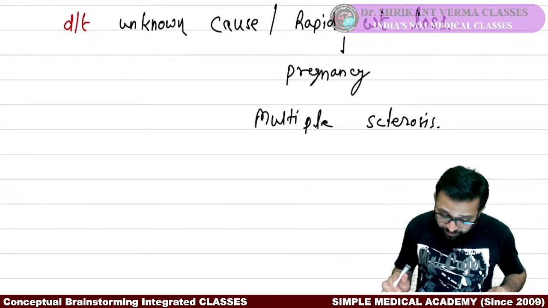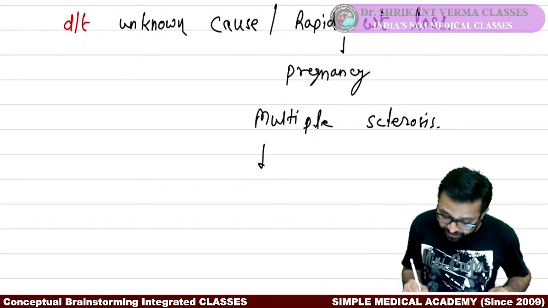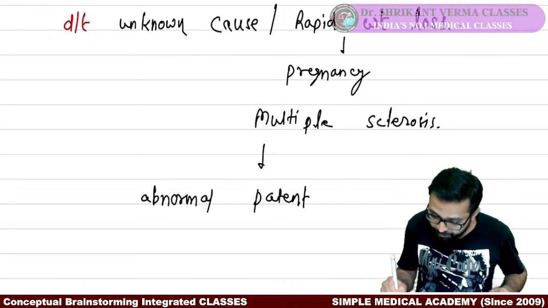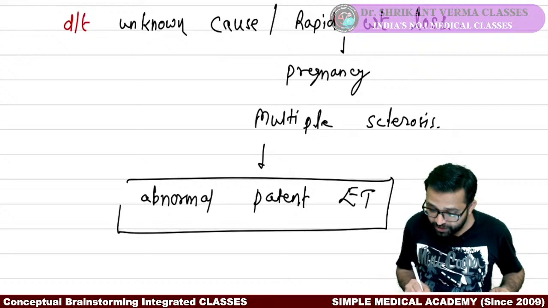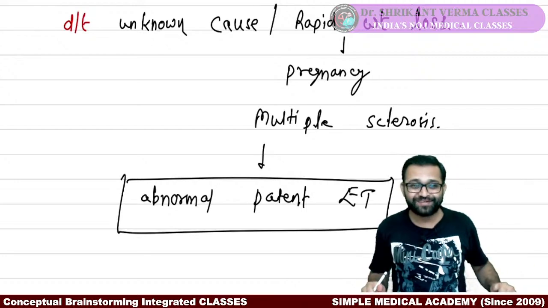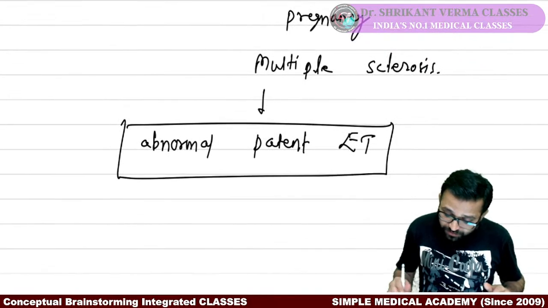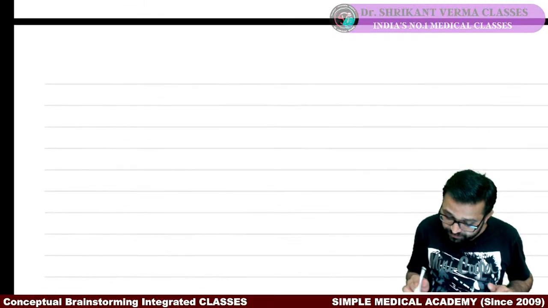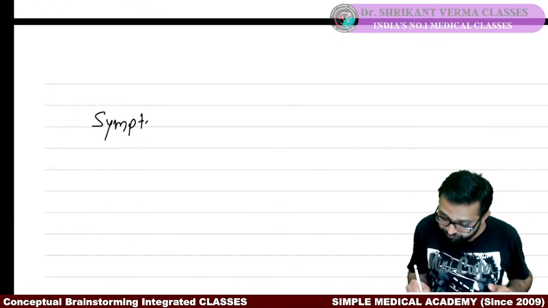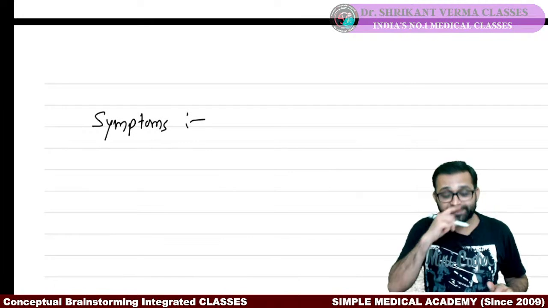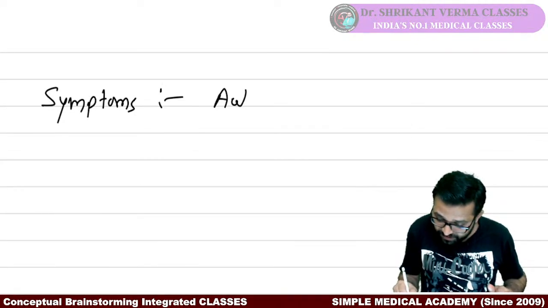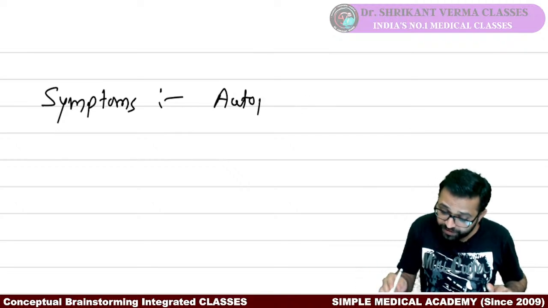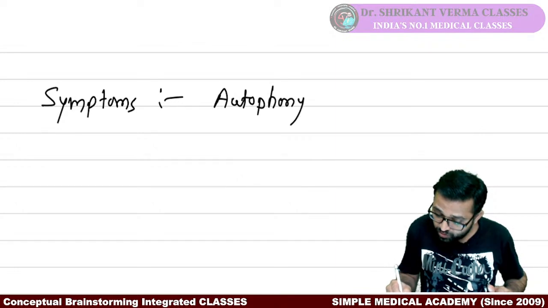Okay, what you have to remember, all this will lead to abnormal patent Eustachian tube. यूस्टेकियन ट्यूब जो है वो खुला का खुला रह गया, फैल गया. Okay, so what different symptoms will occur? So we are looking for the different symptoms. Yes, try to understand. There is autophony. Yes, it is autophony.